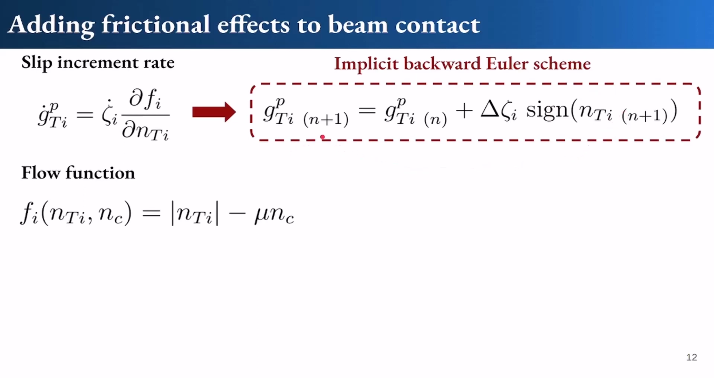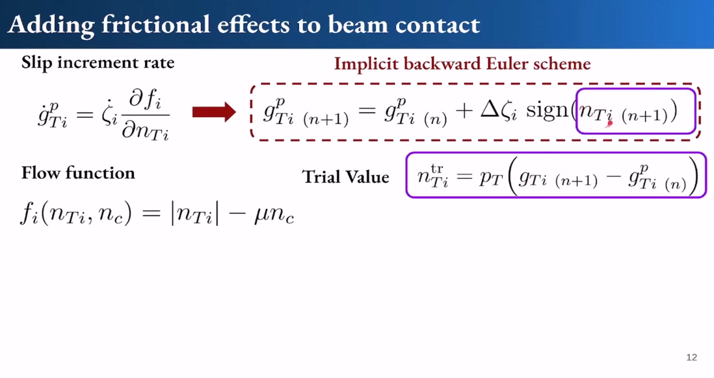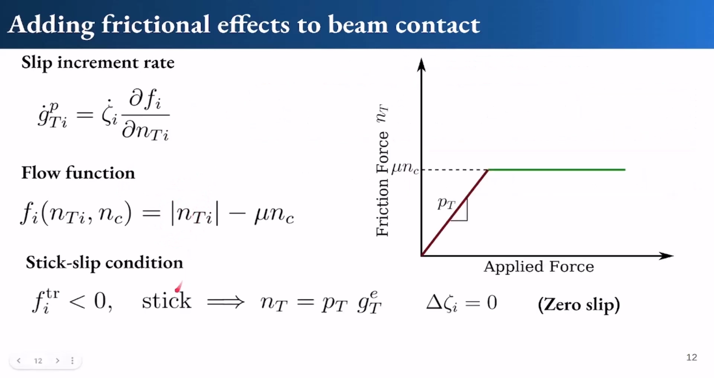So as you can see, we have two unknowns on both sides of the equation, LHS and RHS, and hence we need to fall back to a trial solution first. The trial value of the frictional force, NTI, is given by the penalty stiffness, again we are using a penalty law, multiplied by the tangential gap, which is known for a particular position of the beams, because we can track the position of the contact points by the position vector of the contact points and the slip gap in the previous time step. So this trial value is substituted in the flow function and we get the stick-slip condition.